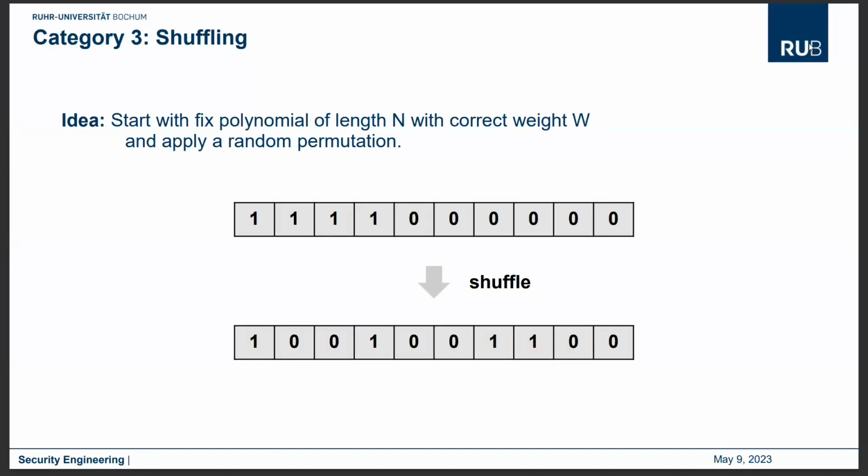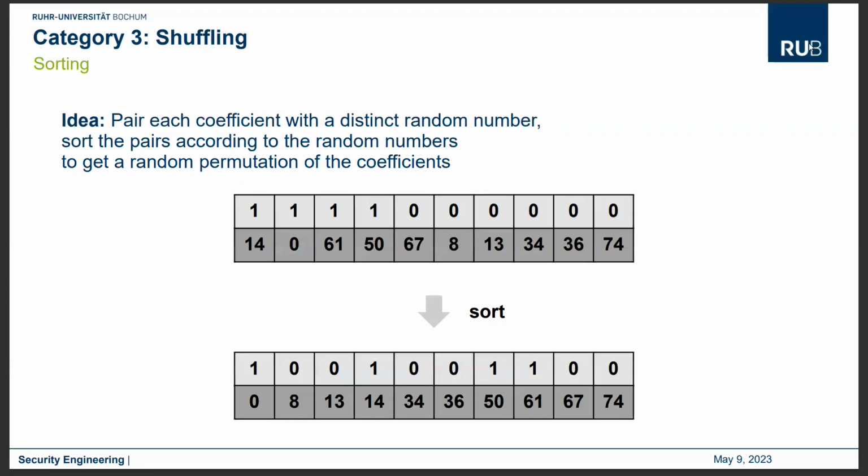The idea here is that we start with a fixed polynomial of length n and the correct weight W, and then just apply a random permutation. For example, we set the first W coefficients to 1 and do a random shuffling, and then we end up with a random polynomial. The question is now, how do we do the shuffling? One solution is to do it with sorting. A well-known method is to pair each coefficient with a distinct random number, and then we sort the pairs according to the random number, and then we get the random permutation of the coefficients. And sorting can be done somewhat efficiently in a side-channel secure way.